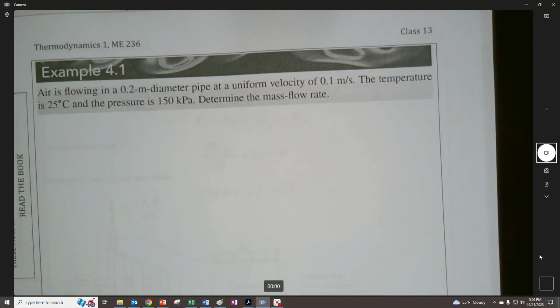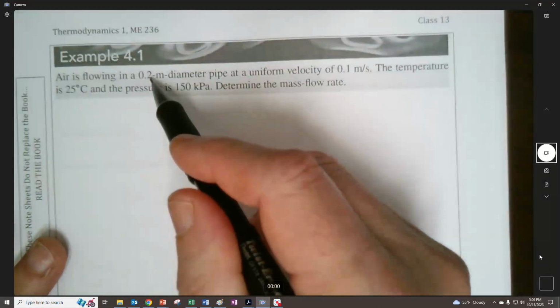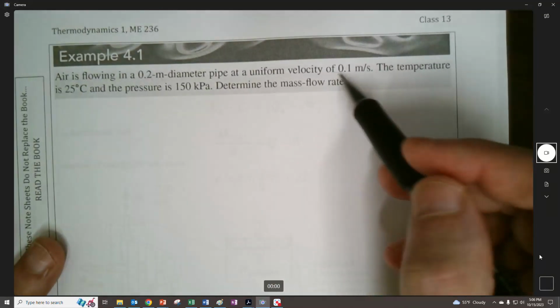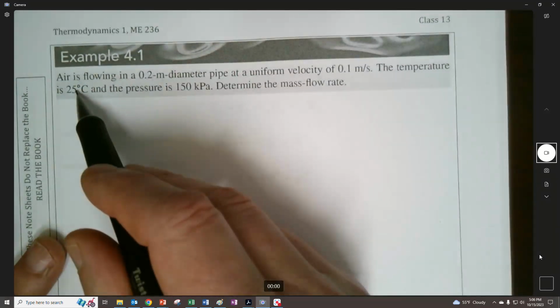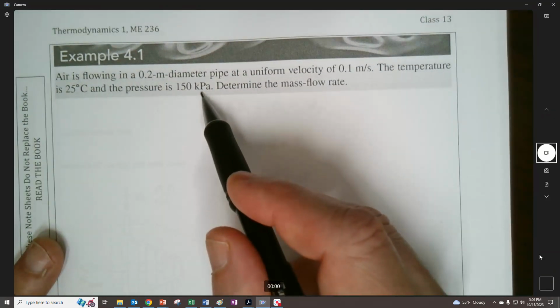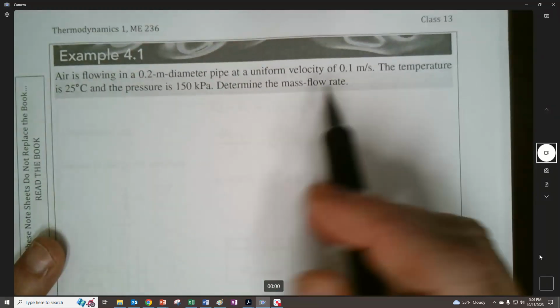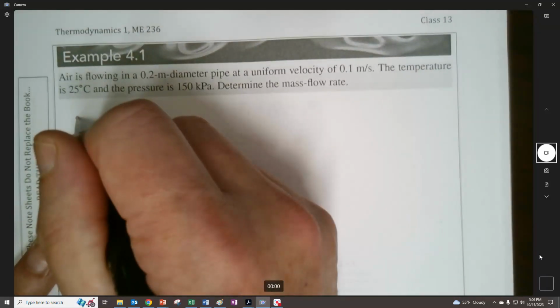I lied. Yeah, so this is a really easy example here, where it says the air is flowing in a 0.2 meter diameter pipe at a uniform velocity of 0.1 meters per second. The temperature is 25 degrees Celsius, and the pressure is 150 kilopascals. Determine the mass flow rate. Well, see, they don't say anything about density, so that's the ideal gas law.